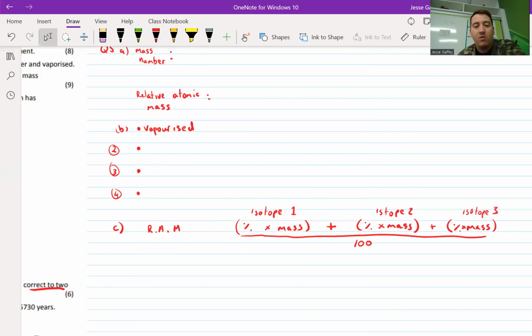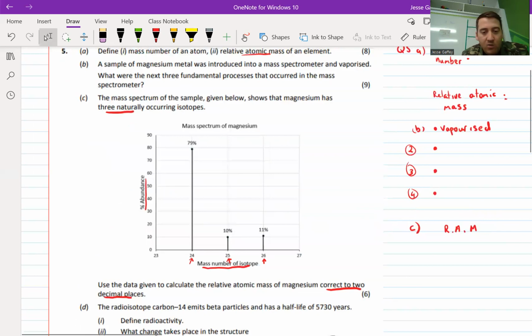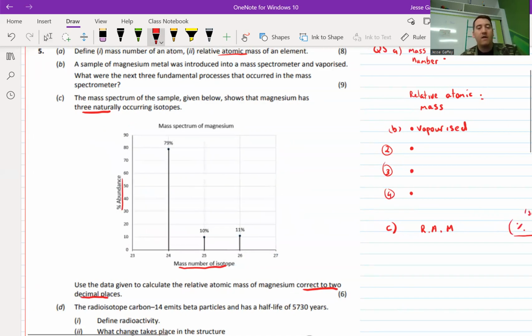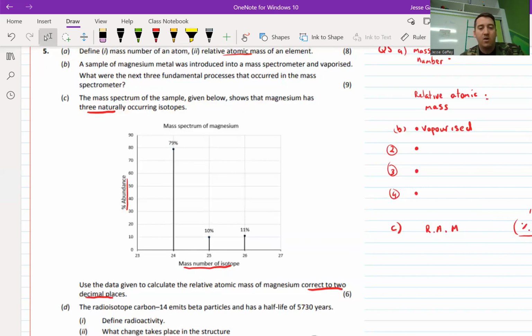Now remember, at the end, we should get a number that's between 24 and 26 somewhere. It has to be in here because we can't have an average of these 3 masses that's outside of them. So the number has to be in there. That's how you'll know if you got it right or not. So now that you have the formula, you should be able to do that. So pausing the video and figuring out the relative atomic mass now.